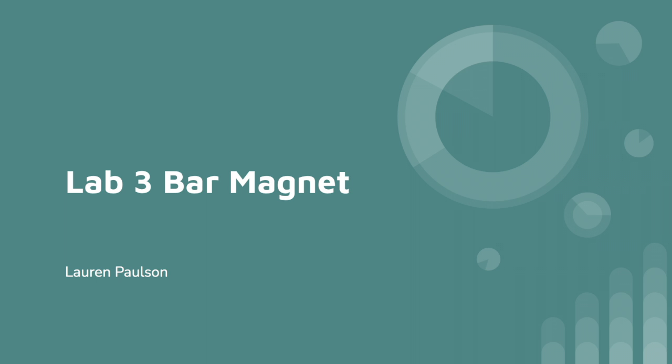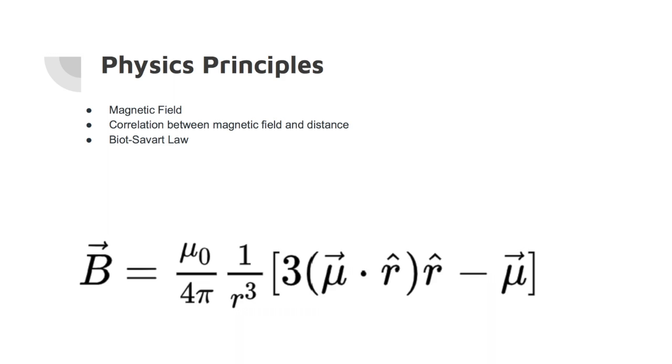Hi, I'm Lauren Paulson, and today I'm going to go over Lab 3, which involves analyzing the magnetic field produced by a bar magnet. The physics principles involved in this lab are, of course, magnetic field, but specifically the correlation between magnetic field and the distance away from a magnet you are. It also analyzes the Biot-Savart law, which is the equation shown.